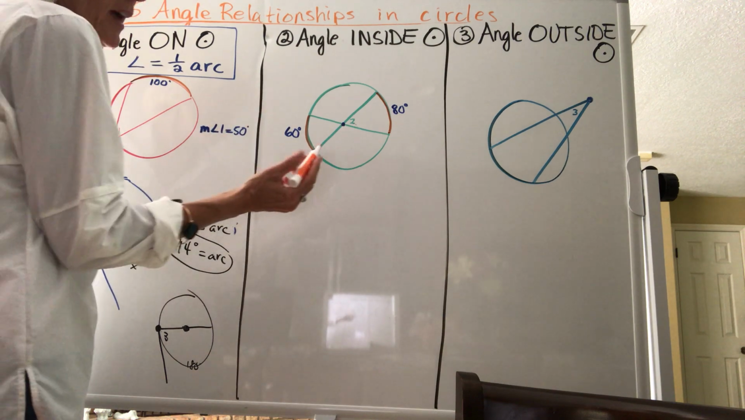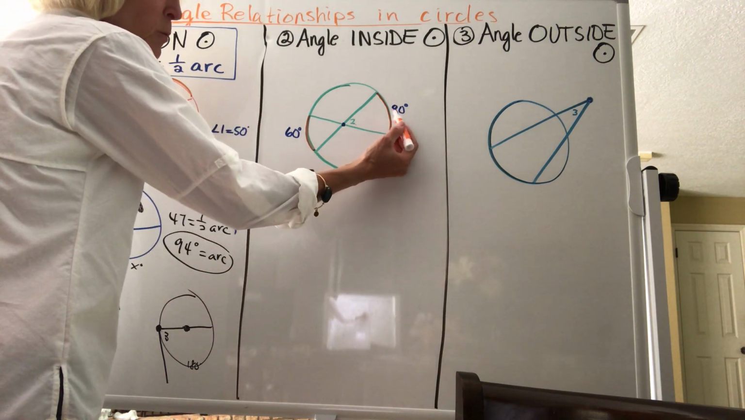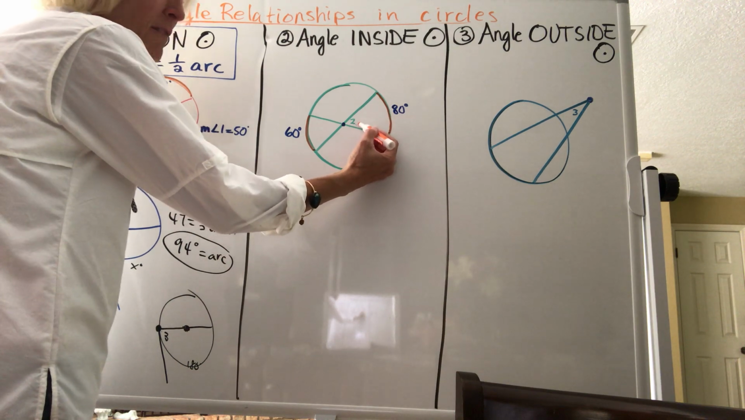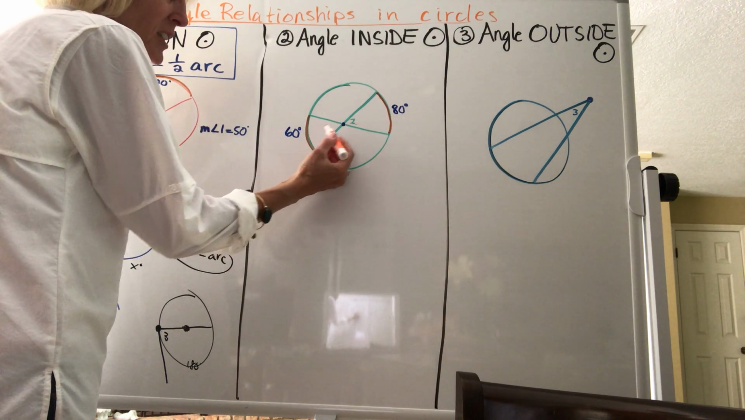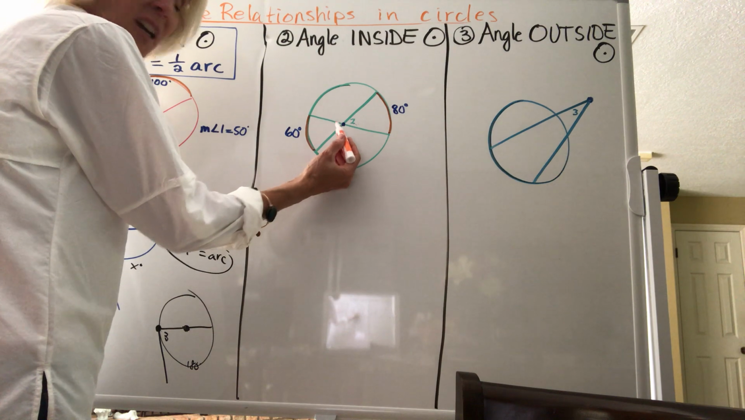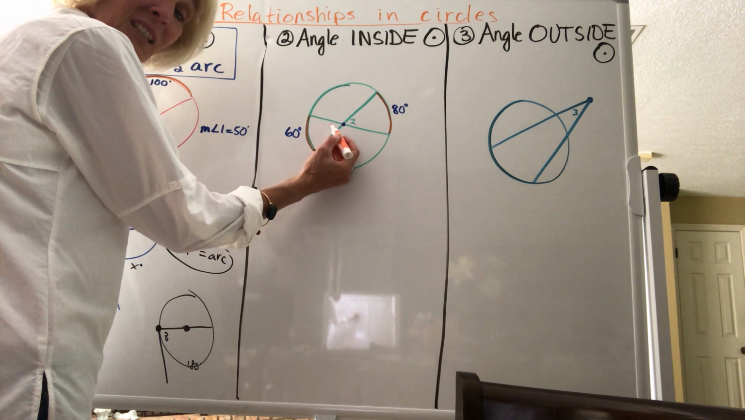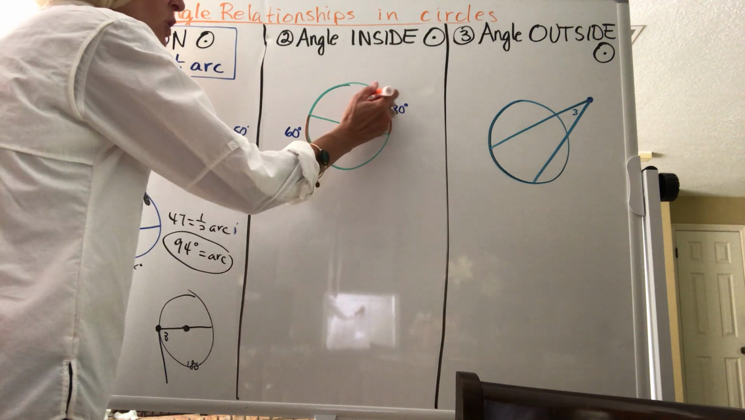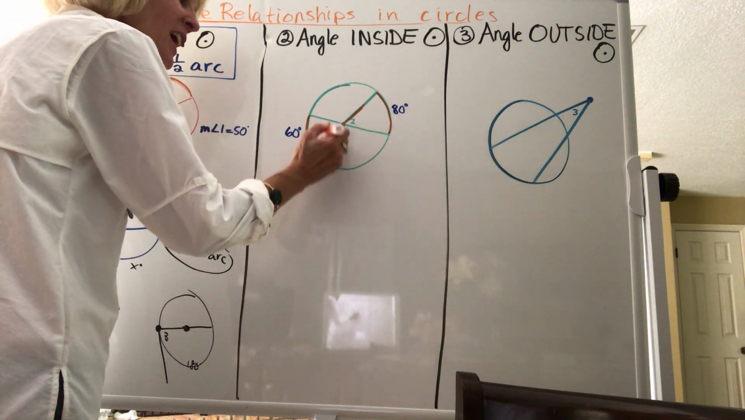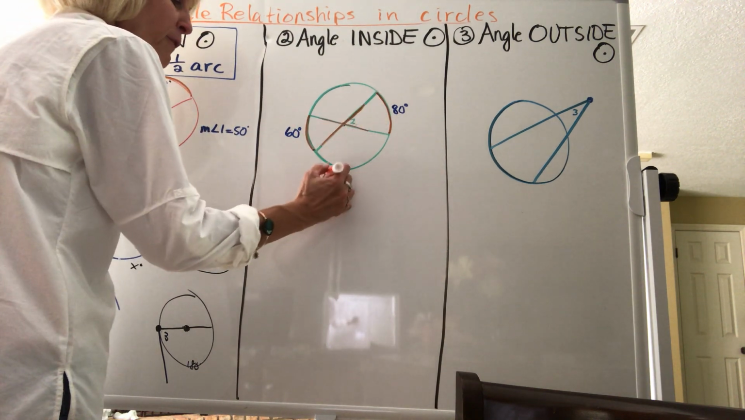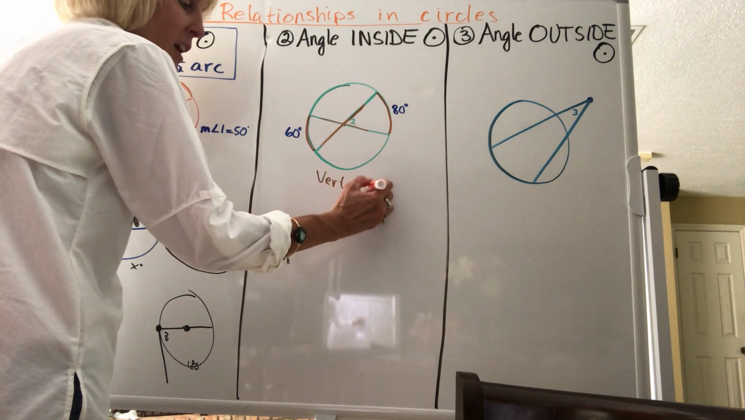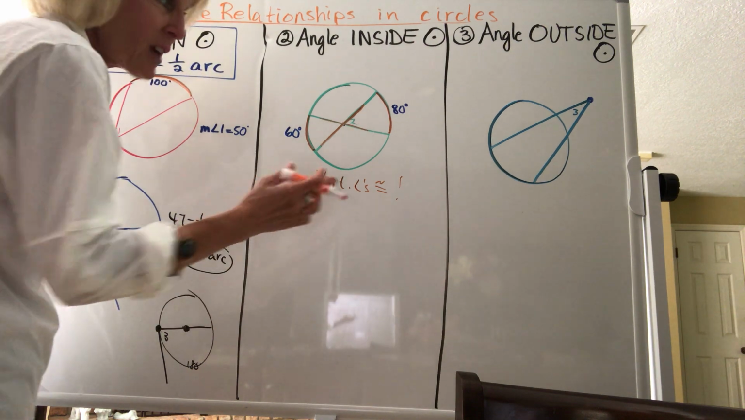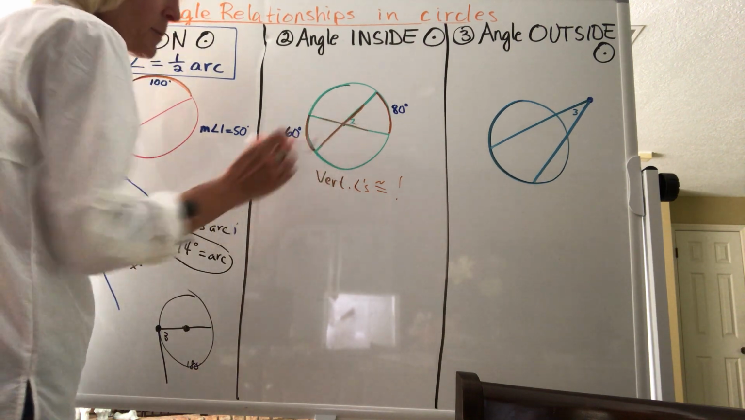So now think about that. Would this be reasonable to say it's 80? Well, if that's true, then over here I'd have to say that's 60. Is it possible for this to be 60 and this to be 80? Exactly. So when you're working with the inside, you've got to look for vertical angles. And of course, we remember that the vertical angles have to be congruent. So it's not possible for that to be 80 and that to be 60.